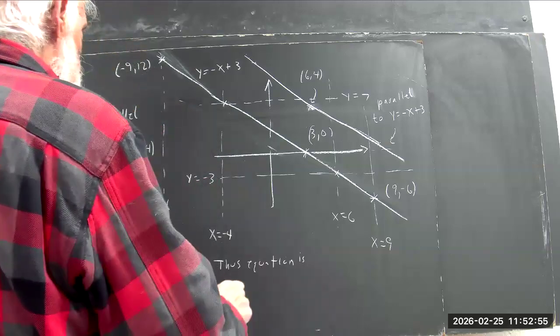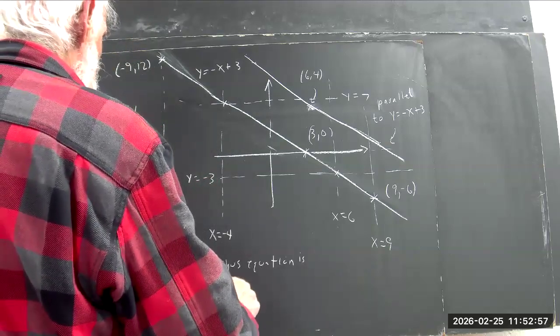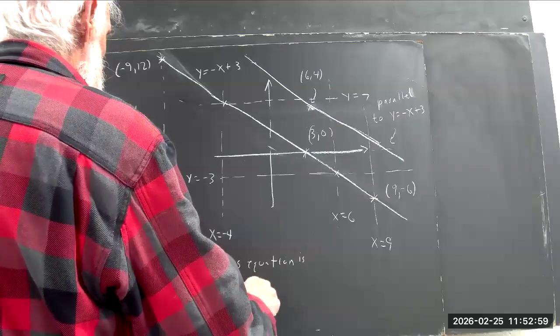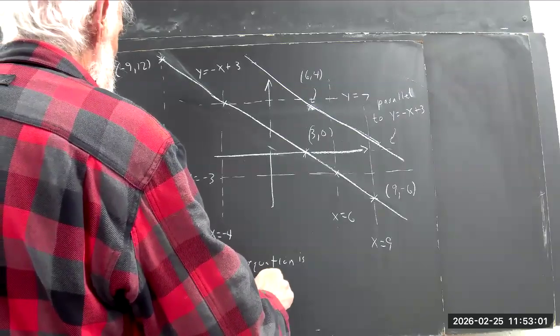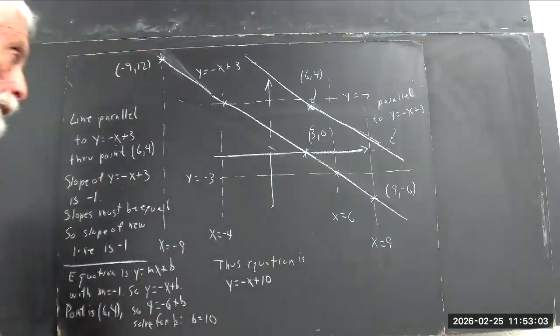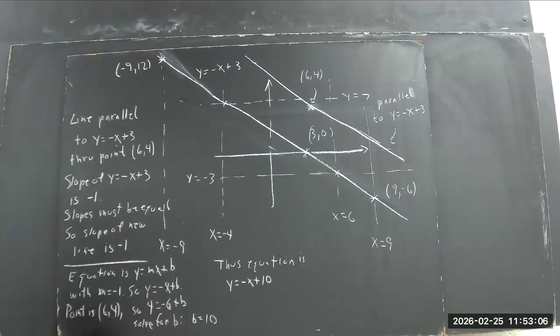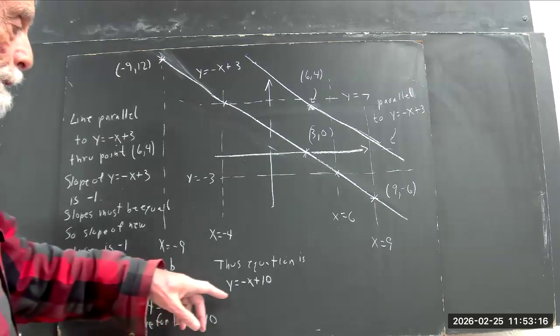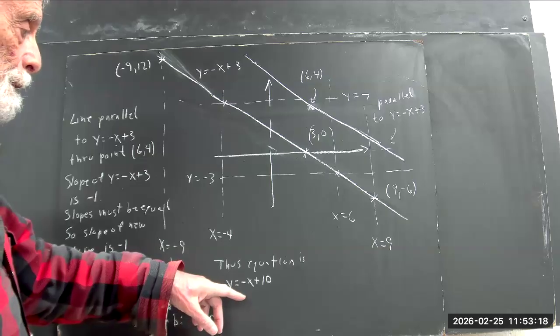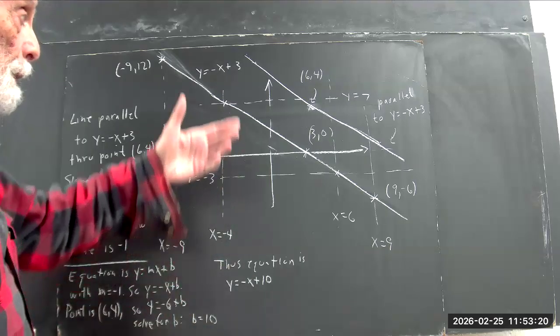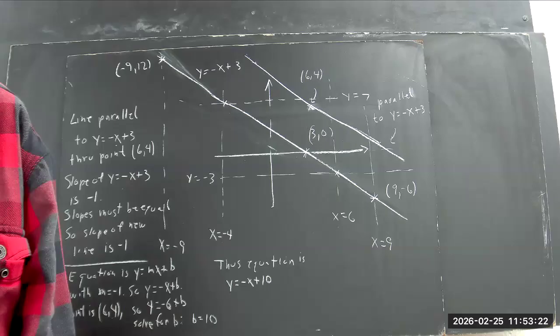Thus, the equation is y equals negative x plus 10. Okay. So the x-intercept ought to be 10, and the y-intercept ought to also be 10. Okay.